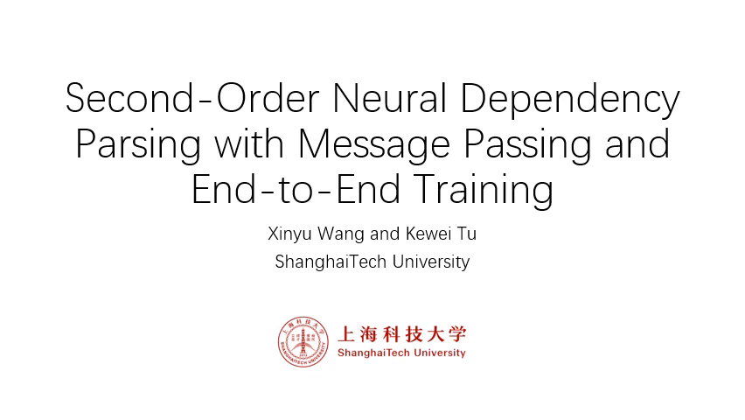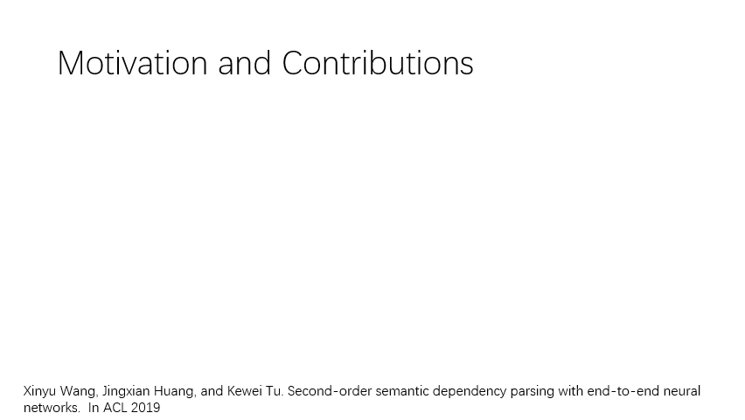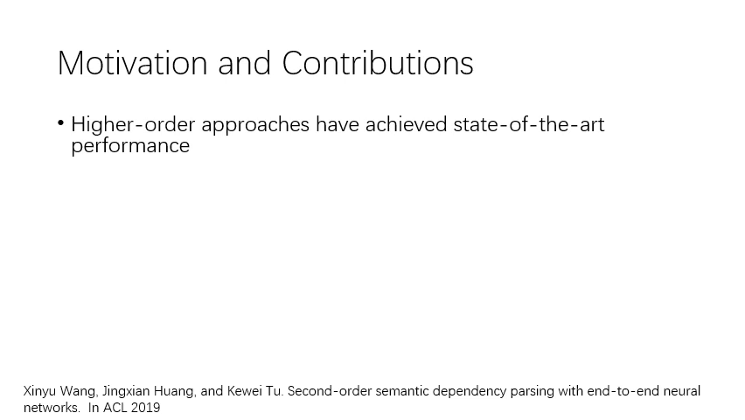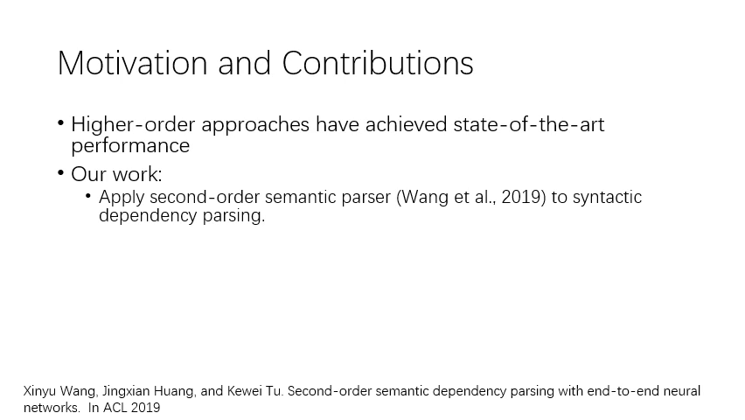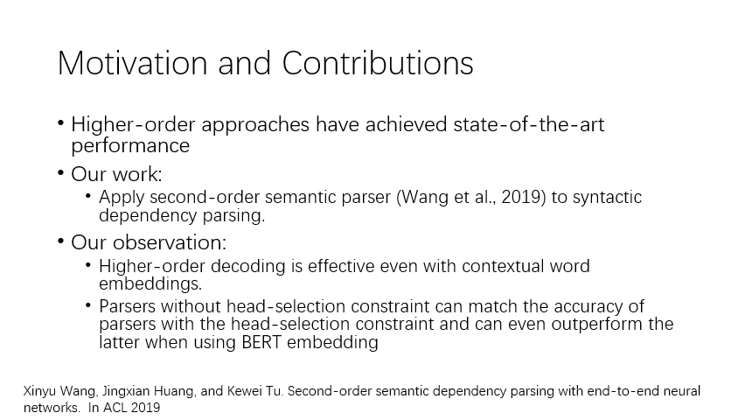The title is Single-Order Neural Dependency Parsing with Message Passing and End-to-End Training. Recent work introduced second-order inference into their parser and achieved state-of-the-art performance. In this paper, we apply a previously proposed second-order semantic dependency parser to syntactic dependency parsing. To meet the constraint of head selection in dependency parsing, we add some simple modifications.